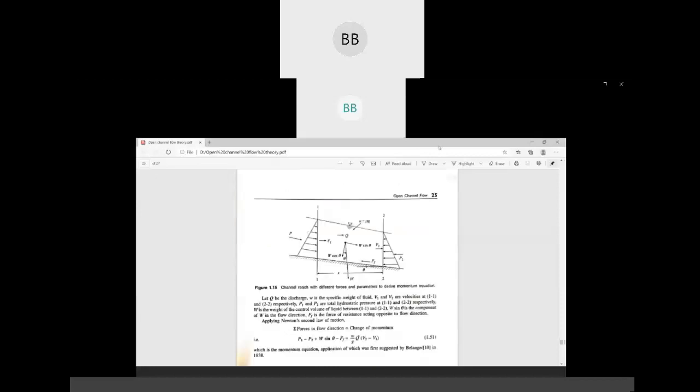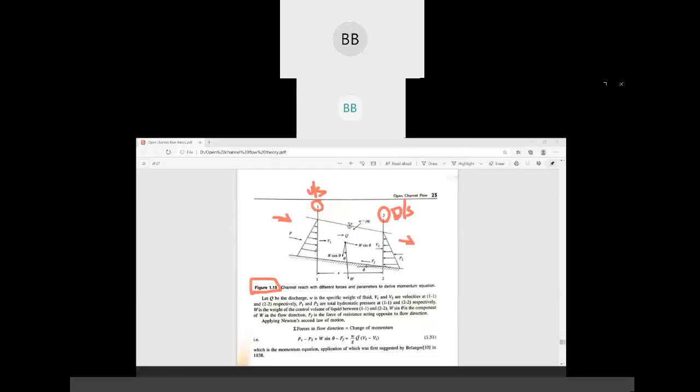For derivation, you can see this figure 1.15. Definitely this is an open channel. We have considered two sections, one is 1, one is 2. Definitely it is in higher elevation. We can consider it is an upstream, and we can consider it is a downstream, with lower elevation. And we all know the water is flowing from higher elevation to the lower. So this is the direction of flow.